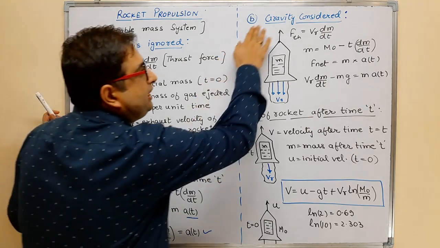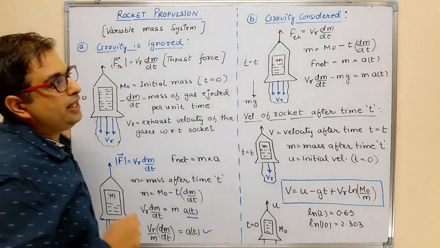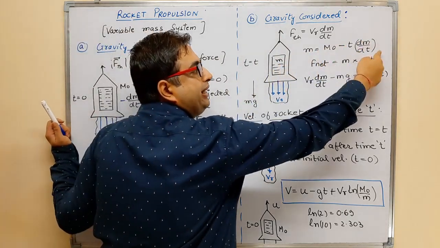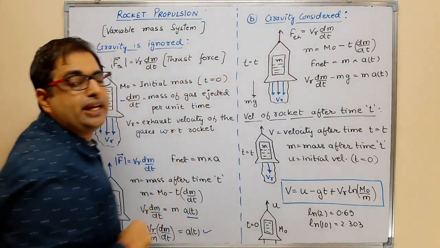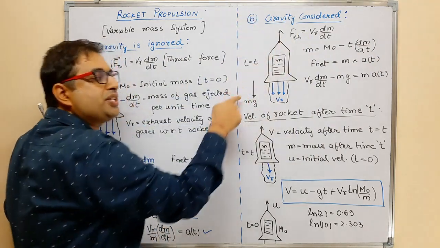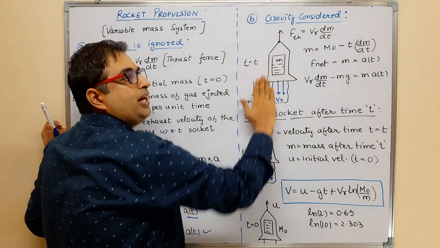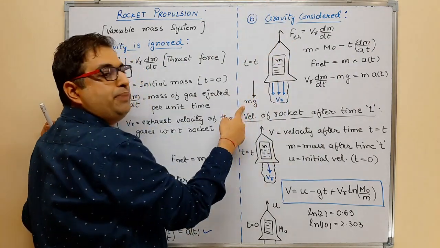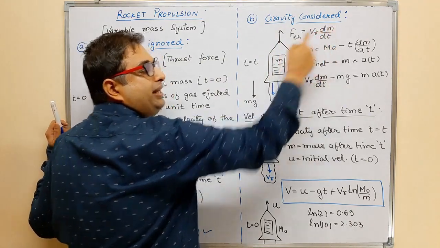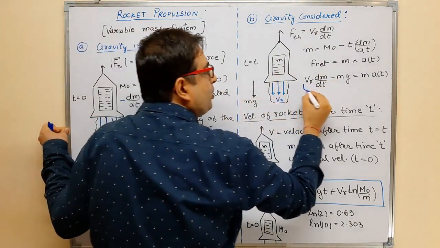Now let us see the second condition, in which we have to consider gravitational force also. Again, mass at any time is m naught minus t dm by dt. Now the net force acting on the rocket is not only thrust, it is gravitational force also. So what is the net force acting on the rocket? Rocket is going up, so thrust force is bigger than mg. So net force is thrust force Vr dm by dt minus mg. This is the net force acting on the rocket.